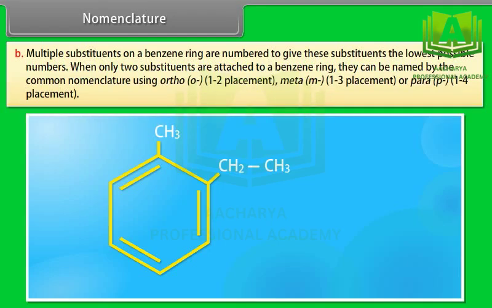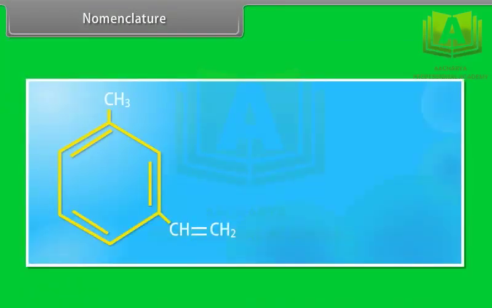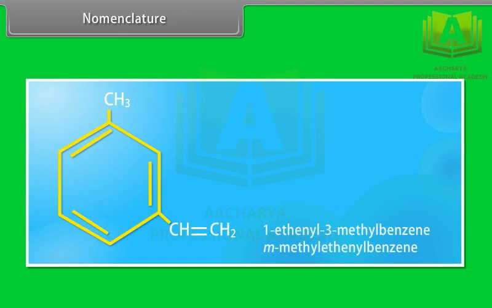When only 2 substituents are attached to a benzene ring, they can be named by the common nomenclature using ortho, o-, 1,2 placement, meta, m-, 1,3 placement, or para, p-, 1,4 placement. The given compound is 1-ethyl-2-methylbenzene, o-methyl-ethylbenzene. Can you name the given compound? It is 1-ethyl-3-methylbenzene, m-methyl-ethylbenzene.